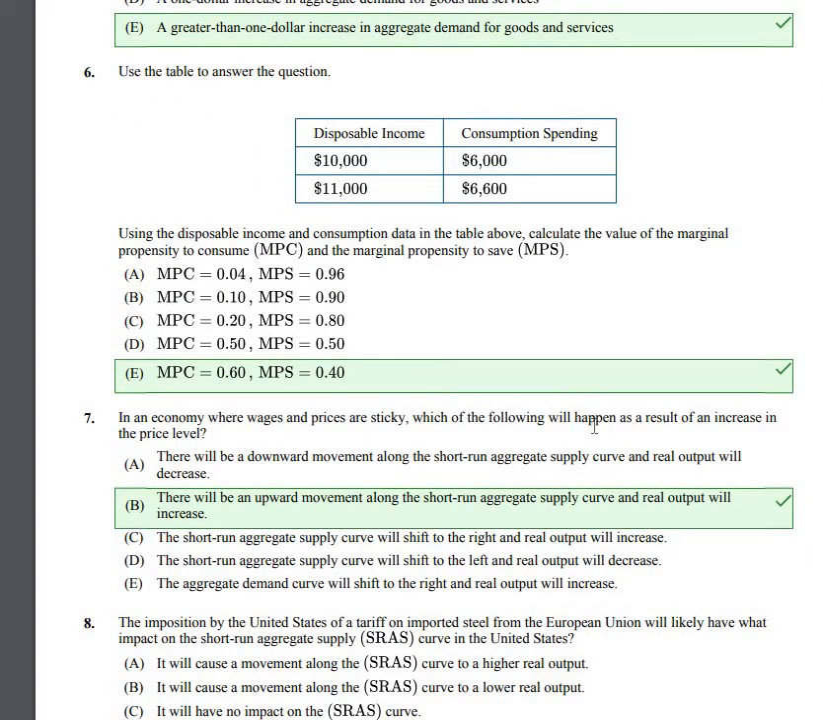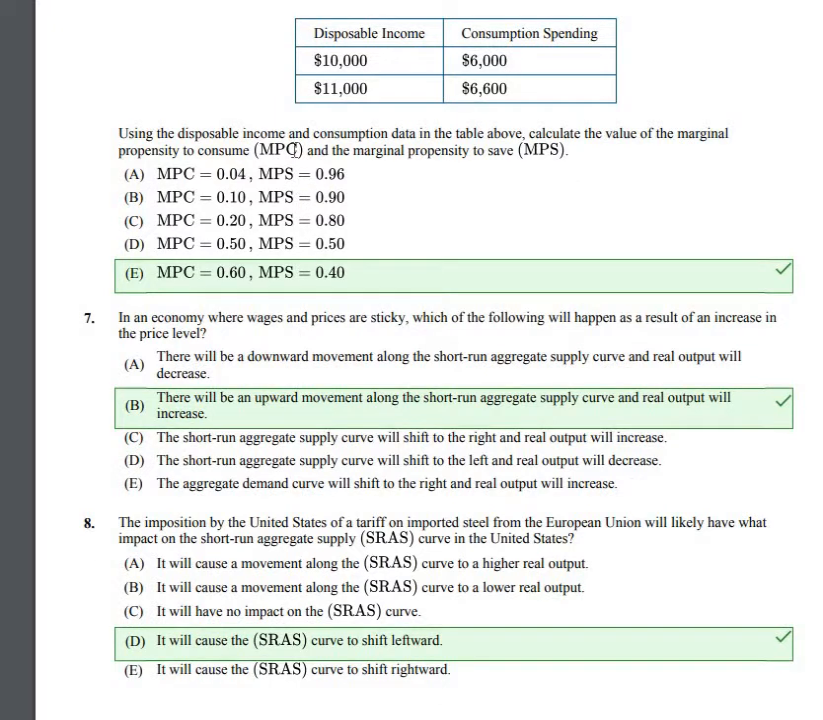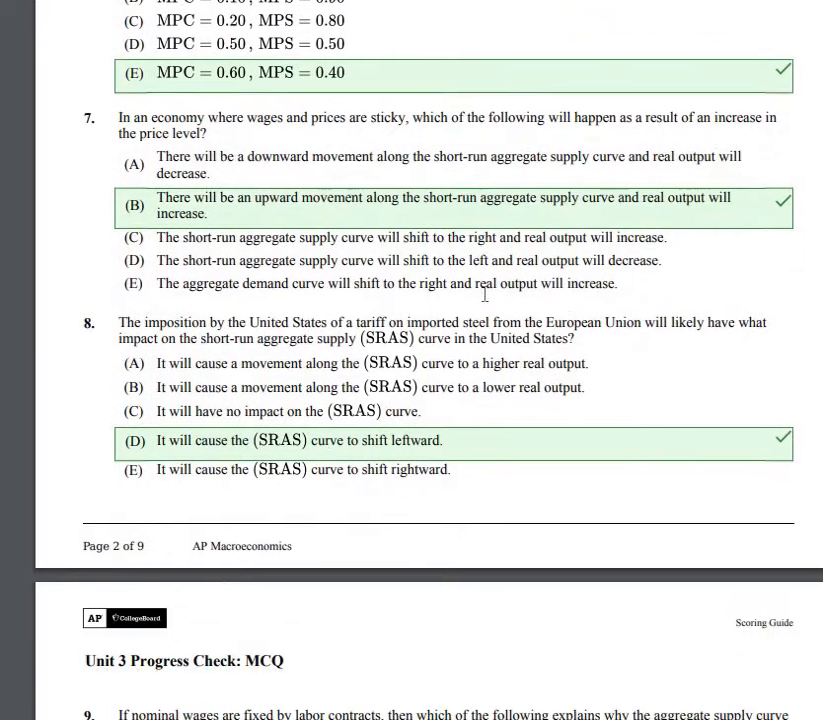Number 6, use the table to answer the question. Using disposable income and consumption data in the table above, calculate the value of the marginal propensity to consume and the marginal propensity to save. So income goes up by 1,000, spending goes up by 600. That's 60%. 600 is 60% of 1,000. Marginal propensity to consume equals 0.6. Marginal propensity to save is 0.4. That's the formula for calculating MPC versus MPS.